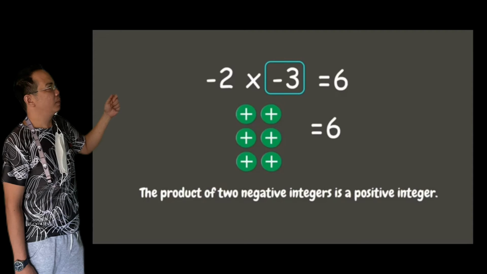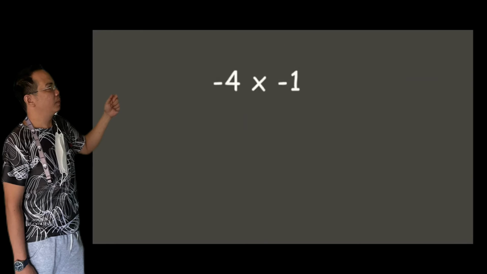Let's try another one. We have here negative 4 times negative 1. Again, when we are multiplying 2 negative integers, we simply multiply the number, and the answer should be a positive integer. So negative 4 times negative 1 is positive 4. Now let's try to check our answer using our counters. Our multiplicand here is negative 4. So let us put 4 negatives.